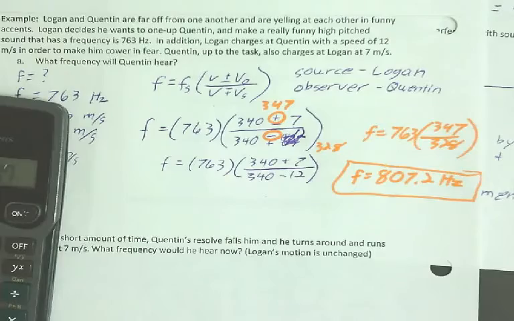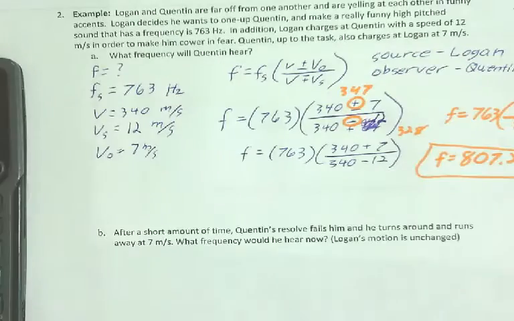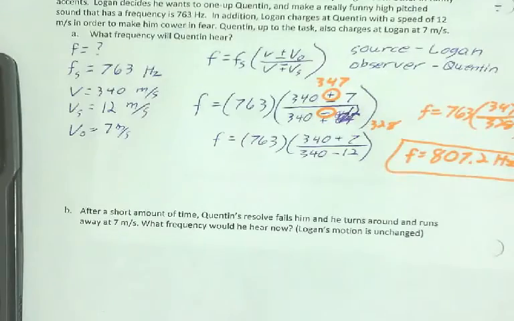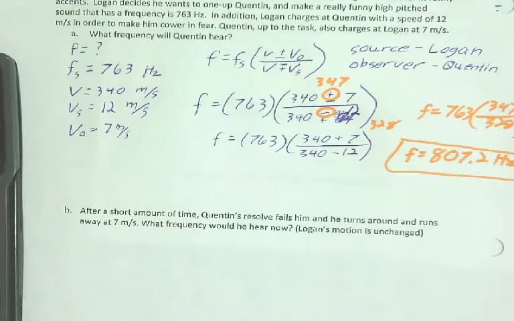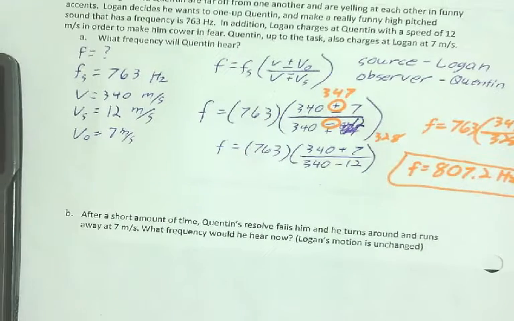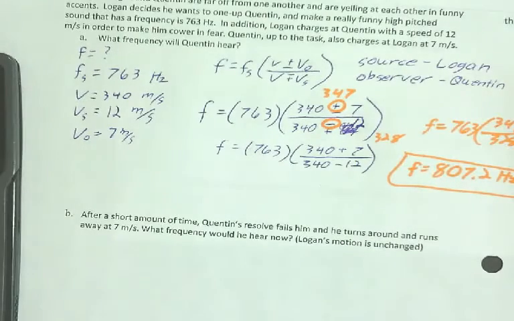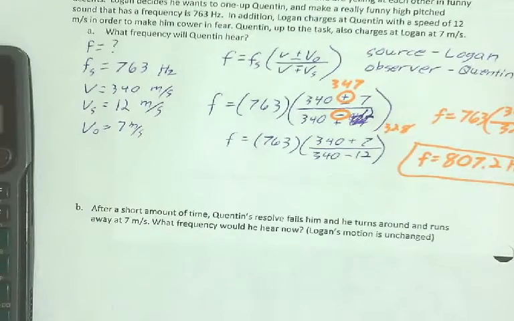I want you guys to try here before you go. I want you to do B now. B says, after a short amount of time, Quentin's resolve fails him, and he turns around and runs away at 7 meters per second. What frequency would he hear now? I want you to write everything down, see if anything's changed, see what hasn't changed. Set up the equation, and then figure out your signs. And once you have an answer, I want you to let me know, and I'll come check it for you.